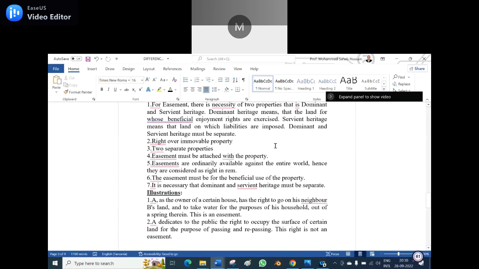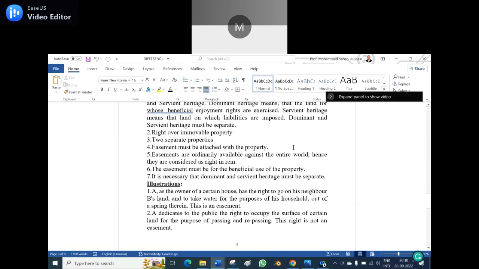Of course, they do have their separate property. The dominant heritage has separate property, and the servient heritage does not. When the two properties become one, the easement will automatically be extinguished. Am I right, participant? I could not get the answer from you.